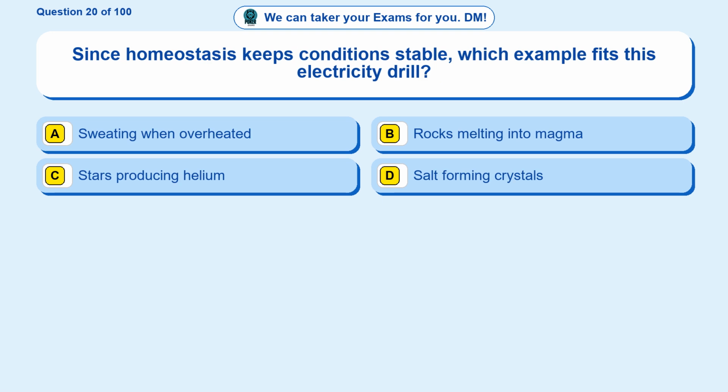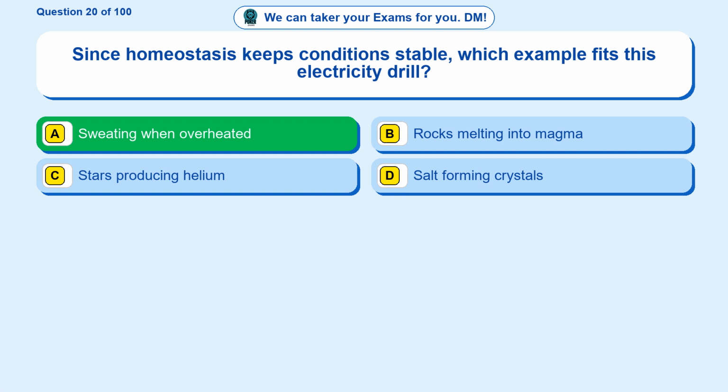Question 20. Since homeostasis keeps conditions stable, which example fits this electricity drill? Option A. Sweating when overheated. Option B. Rocks melting into magma. Option C. Stars producing helium. Option D. Salt forming crystals. The correct answer is option A.